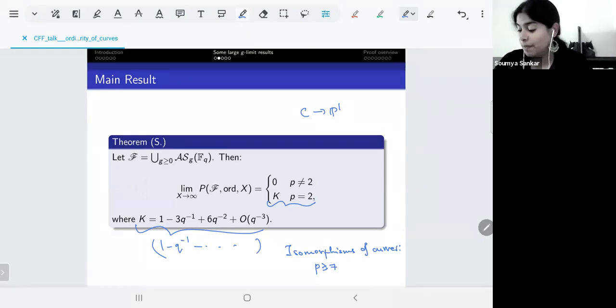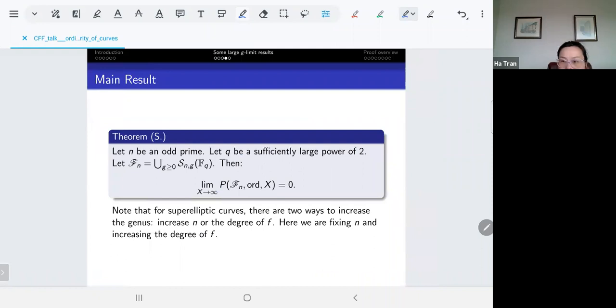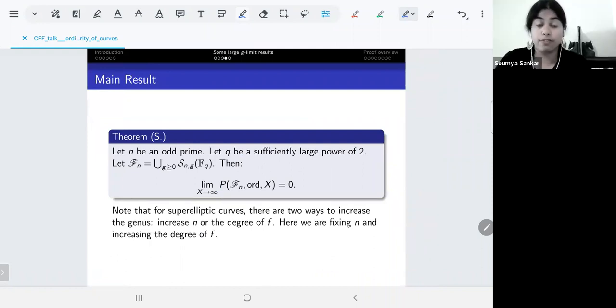Okay. And so the next thing is about superelliptic curves. A superelliptic curve is something that looks like y^n = f(x), where n is coprime to the characteristic of the field, and now f is a legitimate polynomial, not a rational function. And we let S_{n,g} denote the moduli space of superelliptic curves of degree n and genus g. And so now let n be some odd prime and q a sufficiently large power of 2. Then if you let F_n be the set of all superelliptic curves, the probability that something in this family is ordinary is 0.